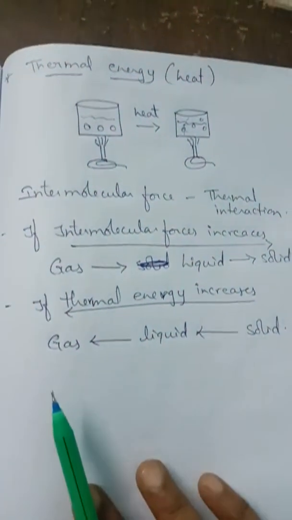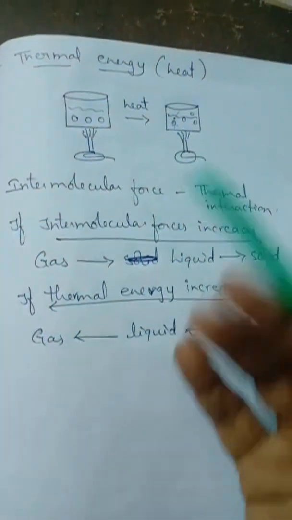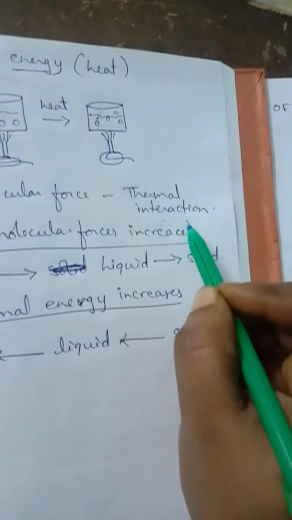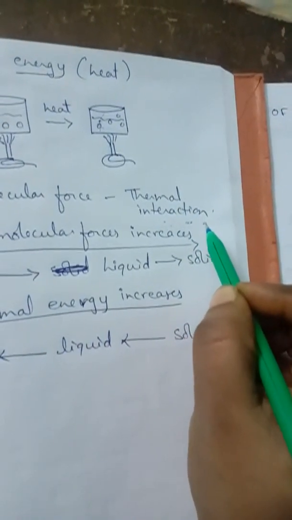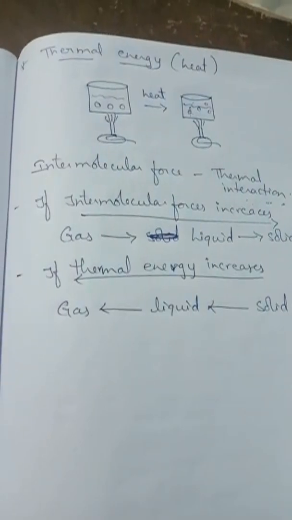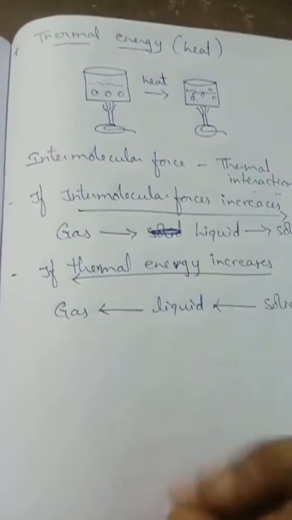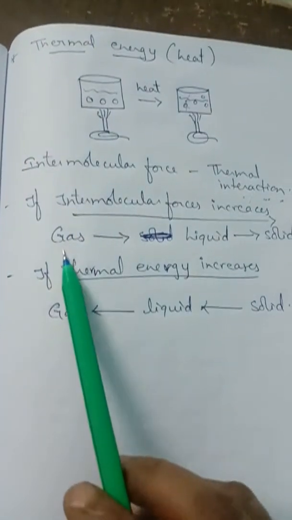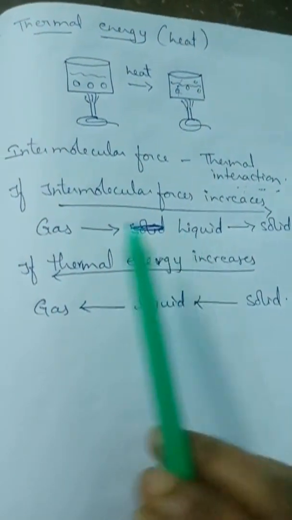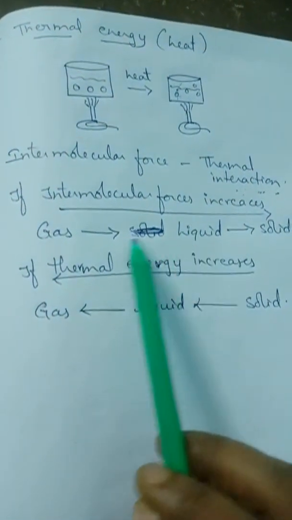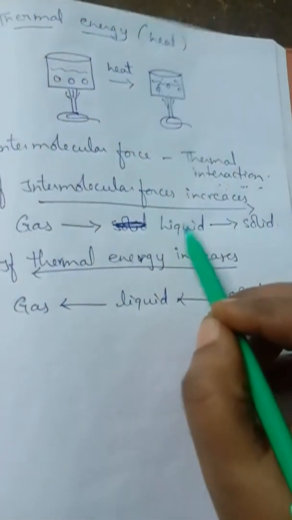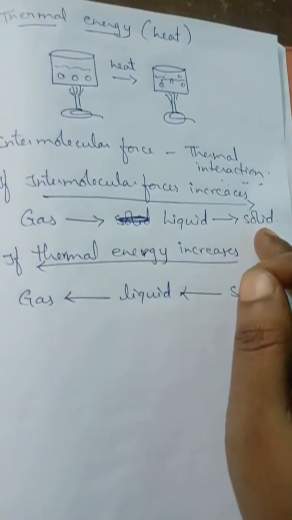With a simple example, I will explain to you. If intermolecular force increases, the molecules, which before were spread out, come closer and again become tightly packed. So when intermolecular force increases, the gas, which is in the vapor state, changes to a liquid state. And as the intermolecular forces keep increasing, the liquid state will change to a solid state. Understood, children?